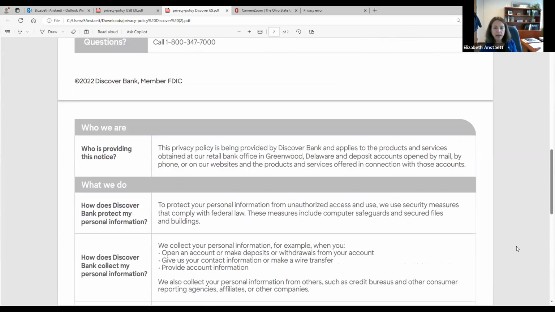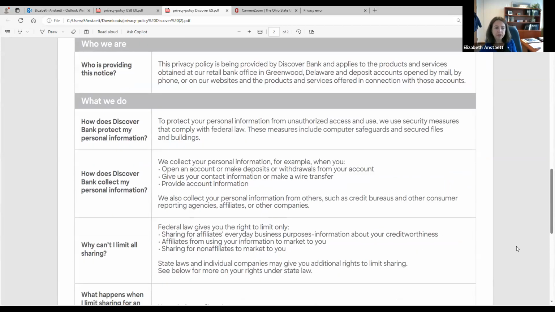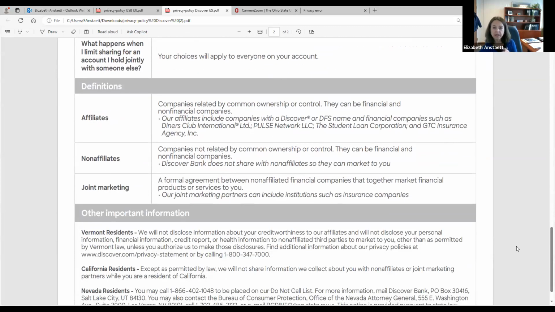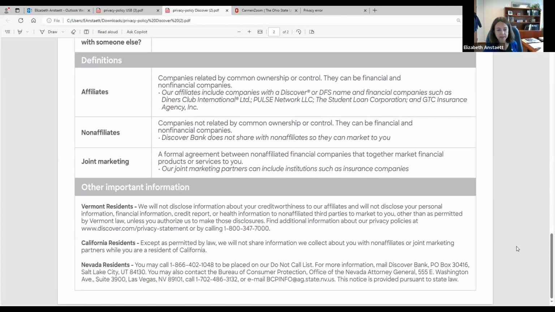Now, on the back side, we have similar information, except that because they share with affiliates, they have to give more examples. And because they do joint marketing, they have to give you categories. And then we see on this particular notice, we have some other important information.